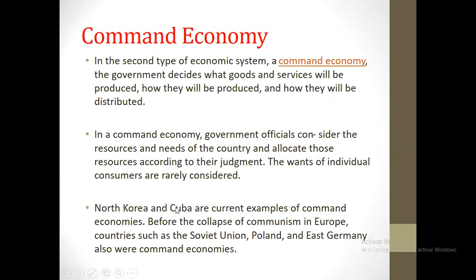They are the ones who are going to decide what to do. Examples of this are North Korea, Cuba, and also Russia, okay? In a command economy, government officials consider the resources and needs of the country and allocate those resources according to their judgment. The wants of individual consumers are rarely considered. Now, examples of this: North Korea, Cuba, Russia, I could include Venezuela, and also maybe Nicaragua. They are practicing this kind of system.